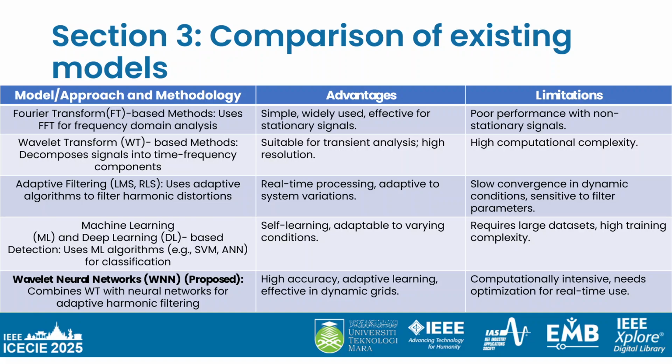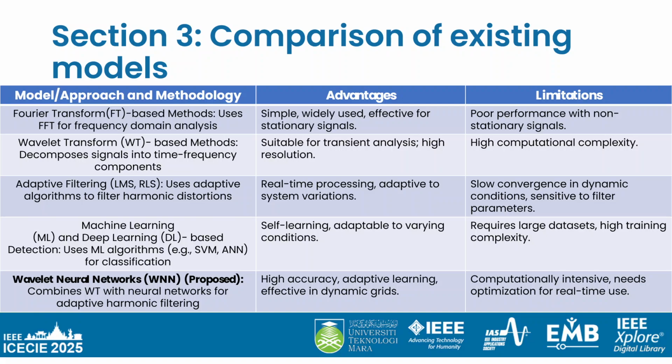We can see that methods like fast Fourier transform, they use FFT for frequency domain analysis. They are simple, widely used, but fail for non-stationary harmonics. Wavelet transform is very good for transients, but very computationally heavy. LMS and RLS, they are adaptive. They can do real-time processing, but they are very slow in convergence and have some hardware constraints.